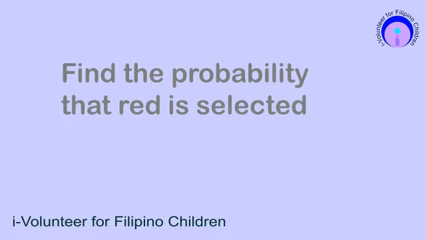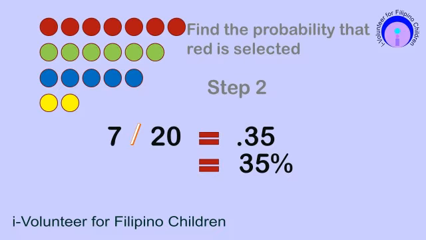What is the probability or chance of the red to be selected? Number of red marbles divided by the total number of marbles is equal to 0.35 or 35 hundredths. This will be converted into percentage. Therefore, the red marble has the chance of 35%.